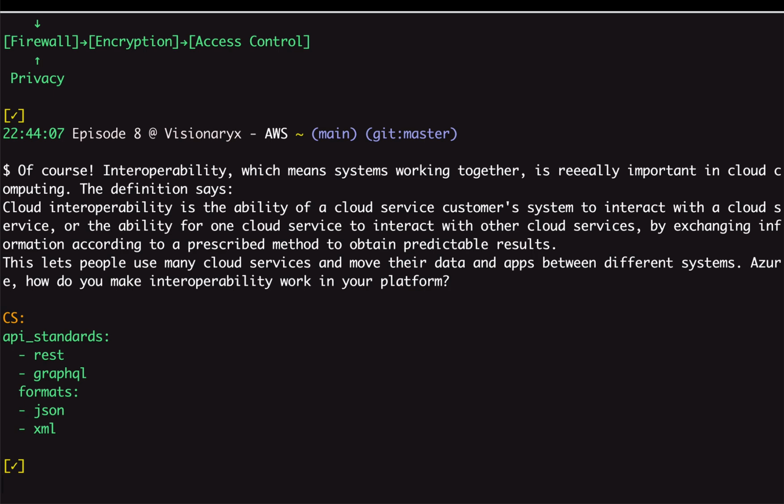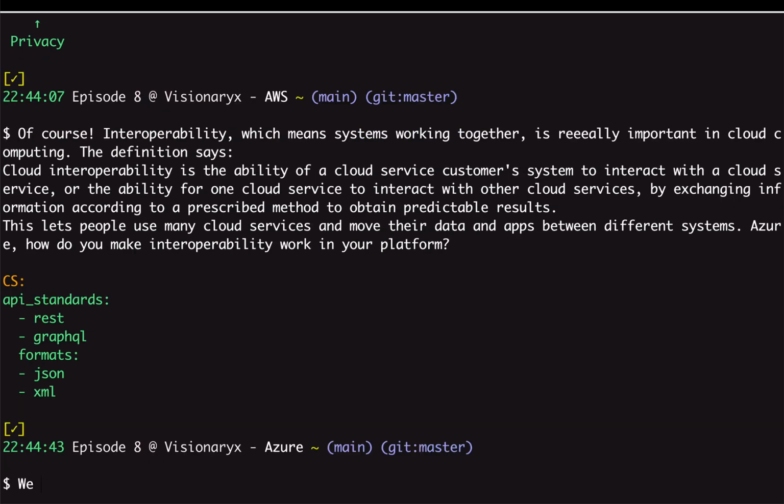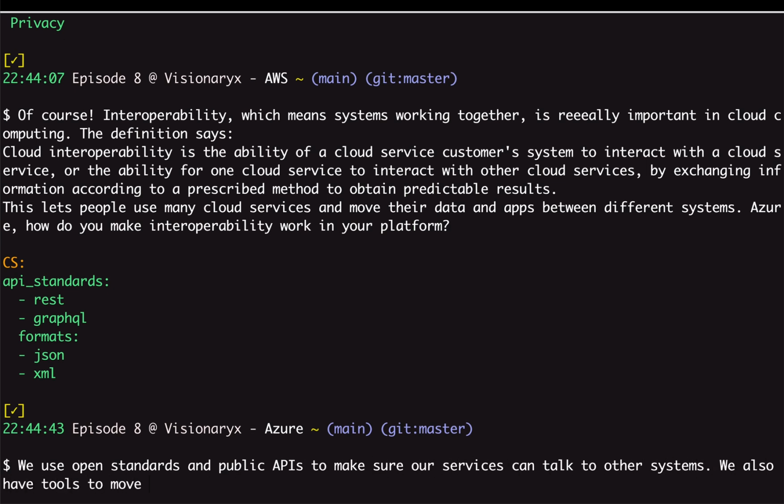Azure, how do you make interoperability work in your platform? We use open standards and public APIs to make sure our services can talk to other systems. We also have tools to move data and apps between different platforms.